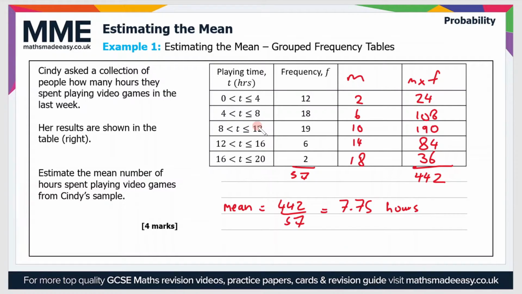So this is only an estimate for the mean, and the reason for that is because we've used the midpoint of each class. Now it could be that all the values in this class fall right at the end. So it could be that everyone who spent between 0 and 4 hours playing video games actually just spent 4 hours. So we don't know exactly how much time was spent per person in each class, so therefore the mean is only an estimate because we've used the midpoints.